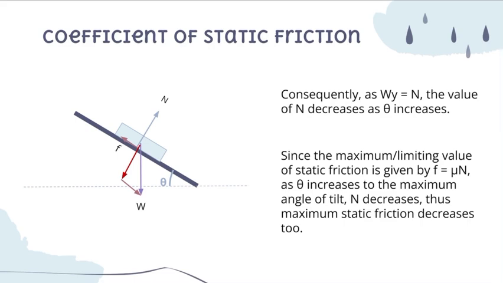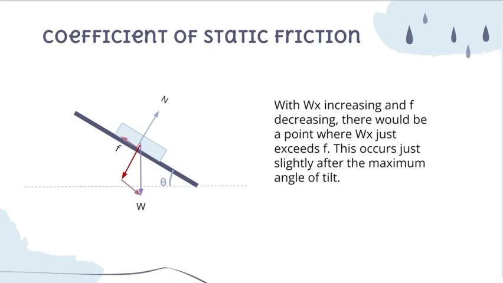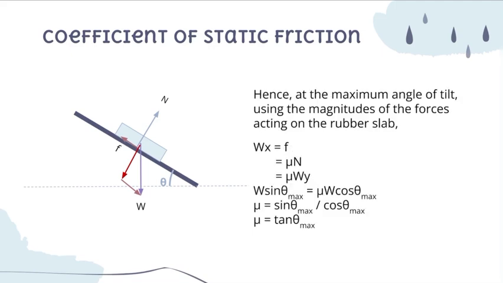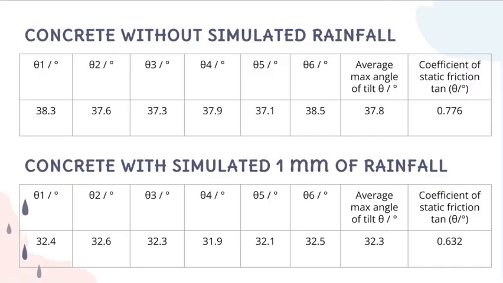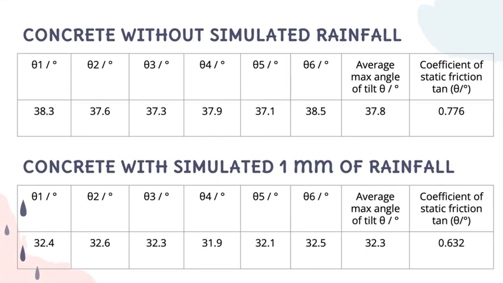Since the maximum value of static friction is given by F equals mu N, where mu is the coefficient of static friction, as theta increases to the maximum angle of tilt, N decreases, thus maximum static friction decreases too. With Wx increasing and F decreasing, there would be a point where Wx just exceeds F, causing the tile to accelerate downwards or slip. This occurs just slightly after the maximum angle of tilt. Hence, by manipulating the equation, we find that the coefficient of static friction equals the tangent of the maximum angle of tilt, where a higher coefficient indicates a higher maximum value of friction, and thus the less slippery the surface. Here are the results for the angle of tilt when the piece of rubber starts to move, and the respective coefficient of static friction.